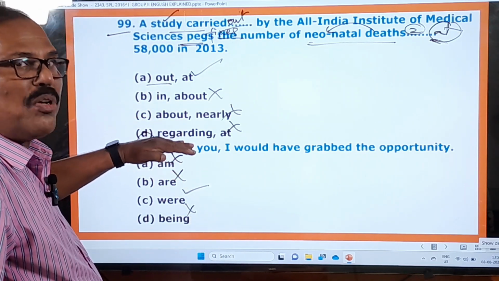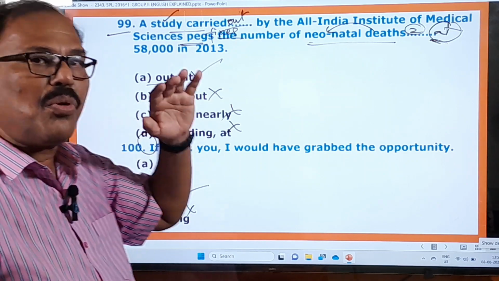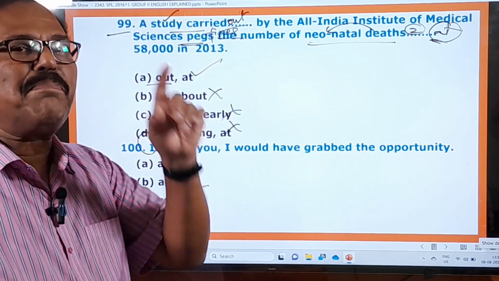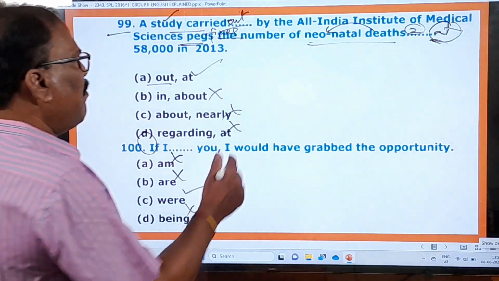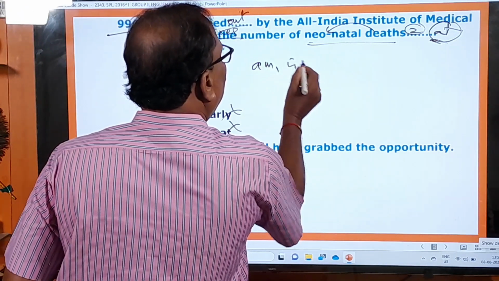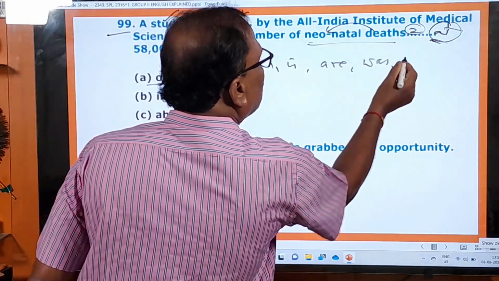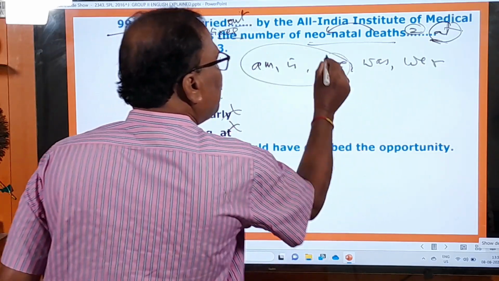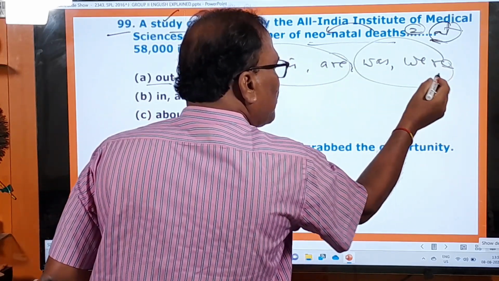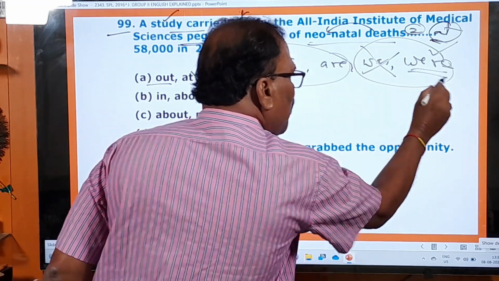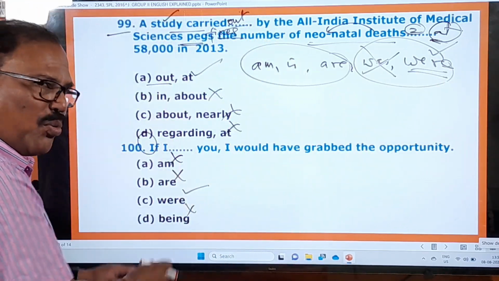In the impossible conditional sentence, you must use only the past tense be form. Be forms you know very well: am, is, are, was, and were. These are the present tense be forms. These are the past tense be forms. Of this, past tense be form, were only you have to use. It's a blind rule here.